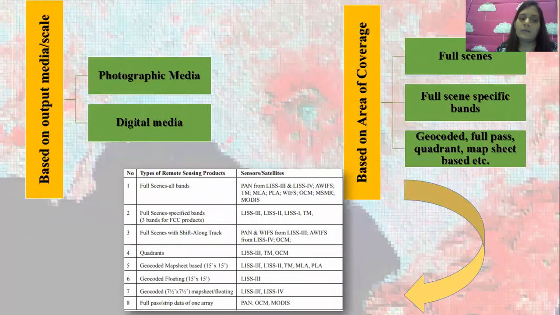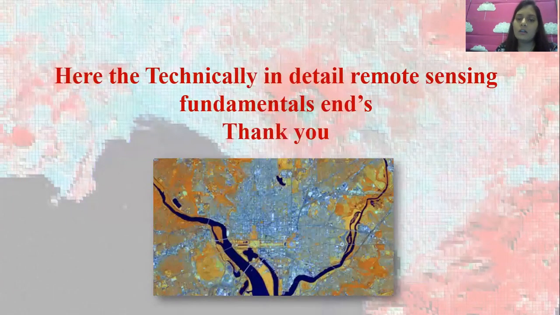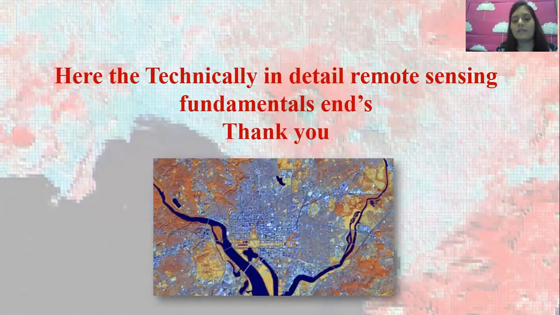Output based media are photographic media and digital media. Area of coverage is full scene, specific band, geocoded, full pass, quadrant, map sheet based, etc. All sensors have different characteristics. So sensors and their characteristics should be studied, and accordingly we can analyze all the data. So here almost all the fundamental processes are over.